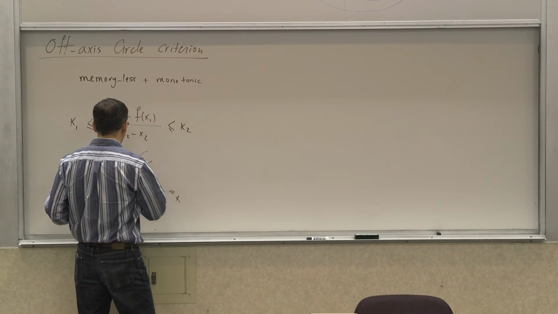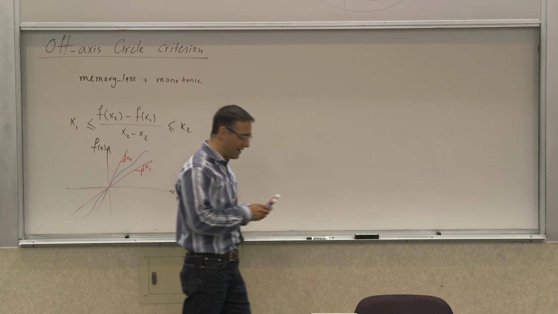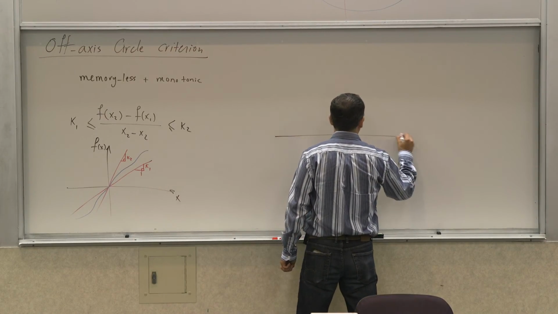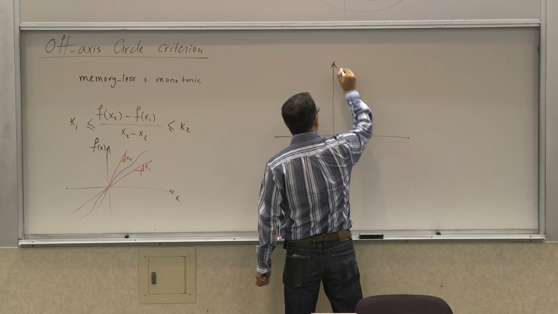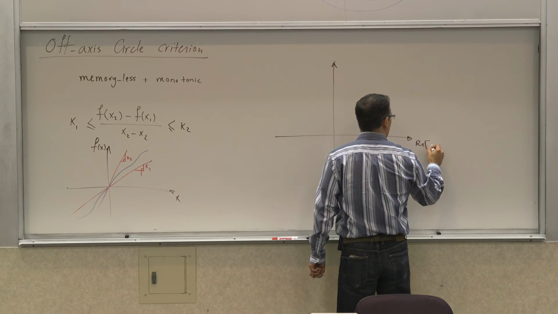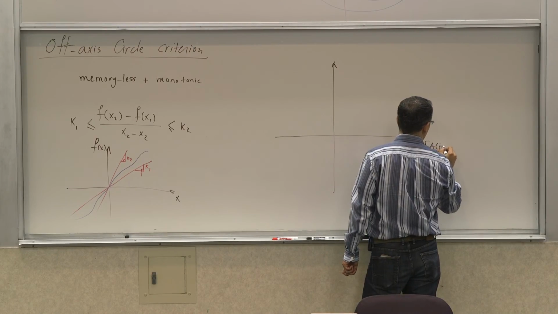What happens is that if you have this kind of nonlinearity, then you can again go to the same graphical representation. You can actually go to the real and imaginary part of your response.